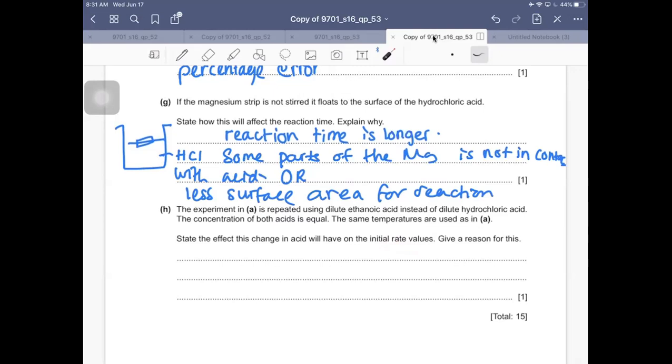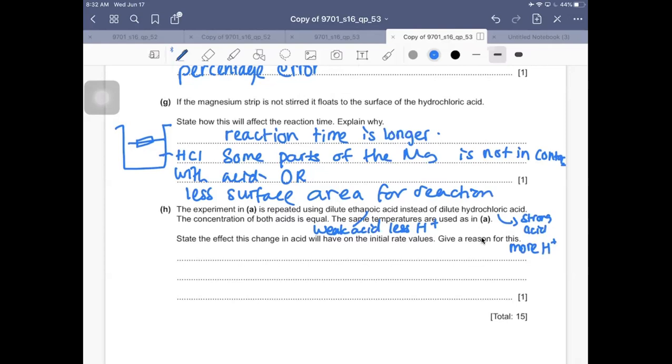Now, they both have the same concentration. However, ethanoic acid, since it is a weak acid, will have fewer hydrogen ions, even though the concentration is the same, okay? Because dissociation or ionization is only partial. Hydrochloric acid, being a strong acid, will have more H plus. So obviously, the concentration of hydrogen ions is different, but the concentration of the acids are both the same.